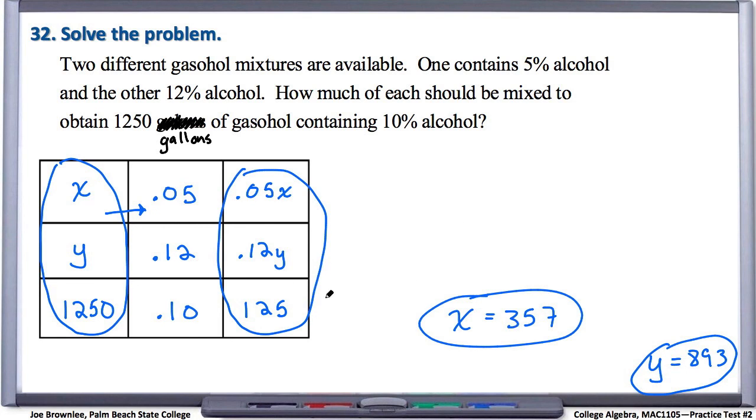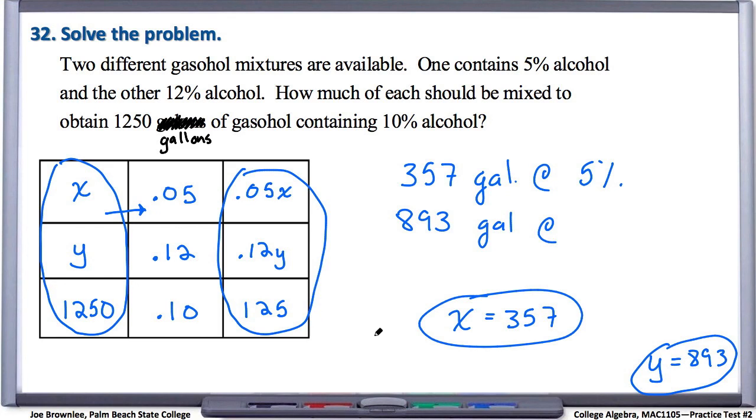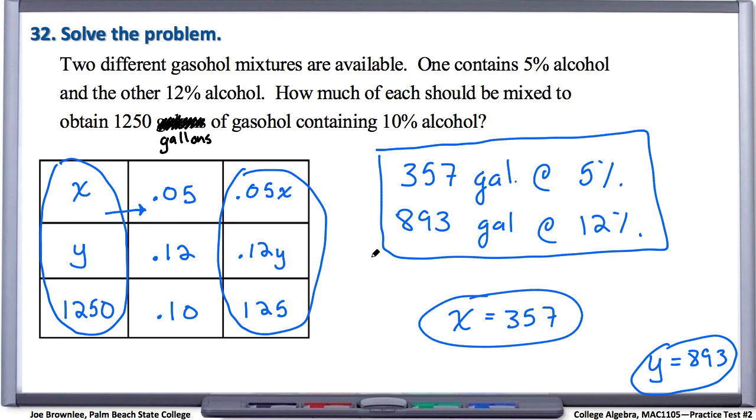Well, we can see here that x, which represented the mixture at 5%, is 357 gallons at 5%. And y was paired with the 12% based on our box method, so 893 gallons at 12%. And so our final answer for number 32 is 357 gallons at 5% and 893 gallons at 12%.